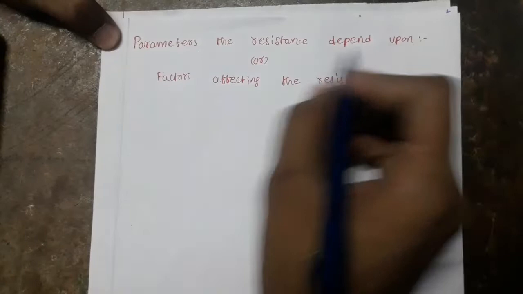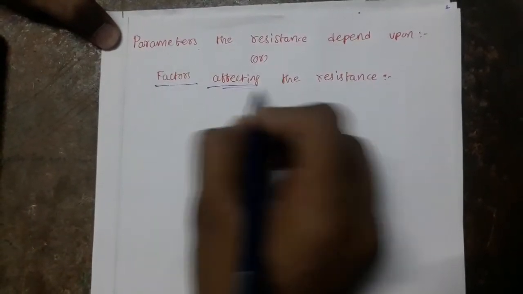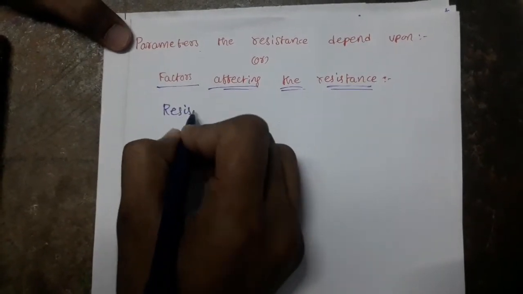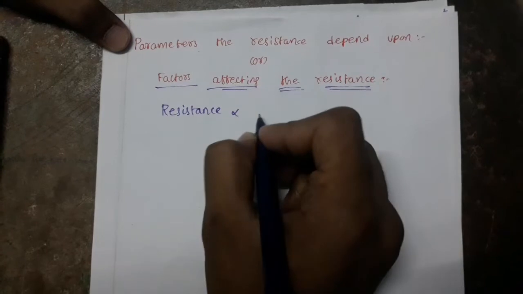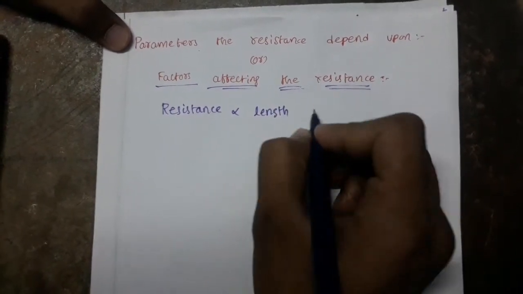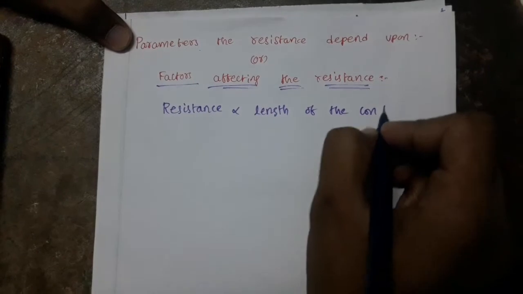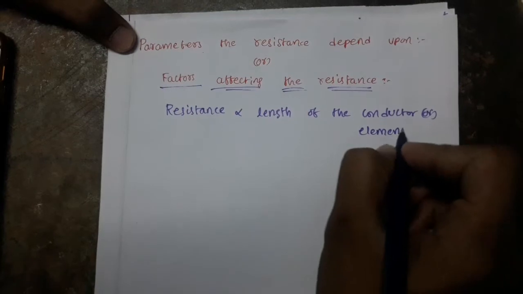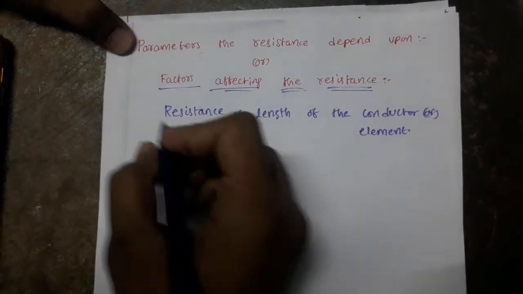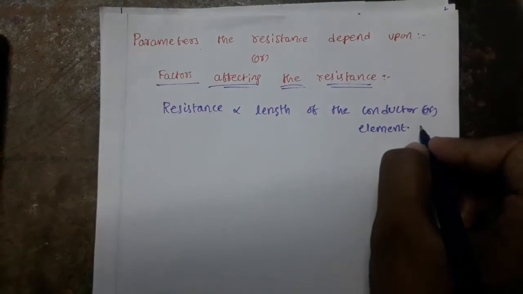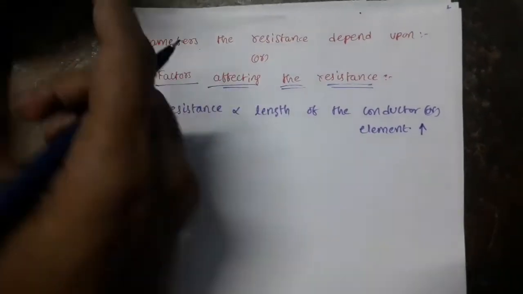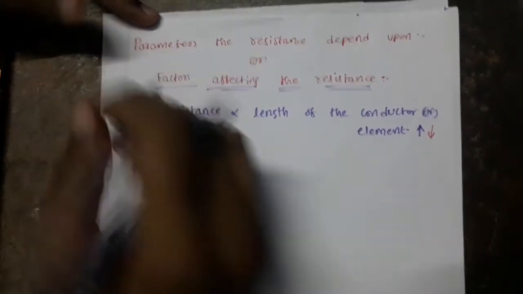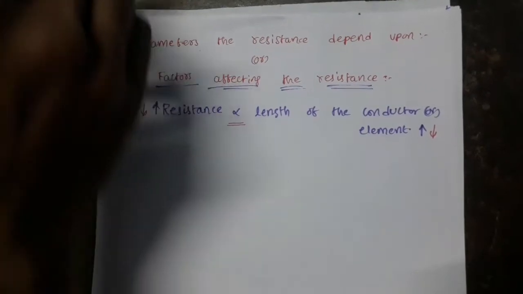Now, the parameters the resistance depends upon are the factors affecting the resistance. Resistance is proportional to the length of the conductor or element. This means whenever the conductor length increases, resistance increases; when the length of the conductor decreases, resistance decreases. This is the concept of proportionality, directly proportional.